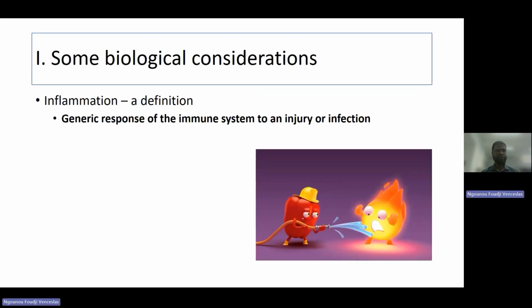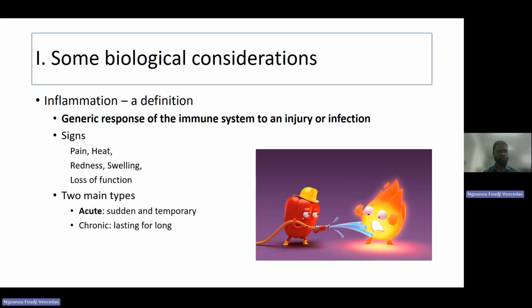Simply said, inflammation is a generic response of the immune system to an event of injury or infection in an organism. It is manifested by five so-called cardinal signs of inflammation. I will not dive into it.